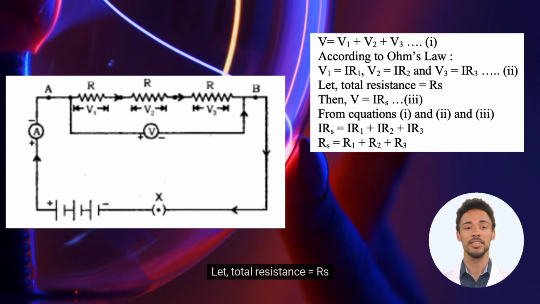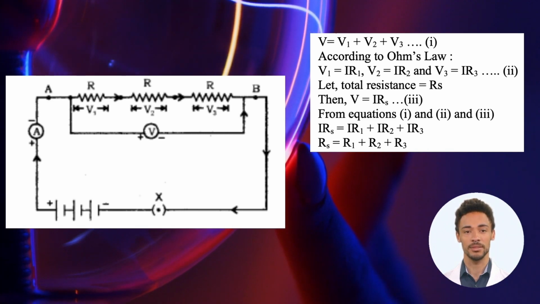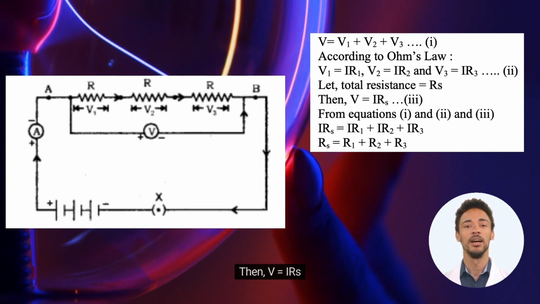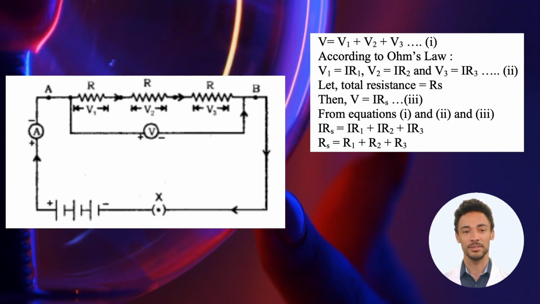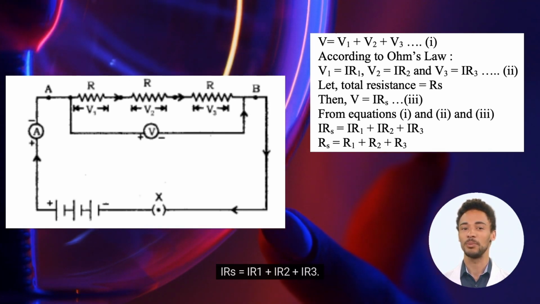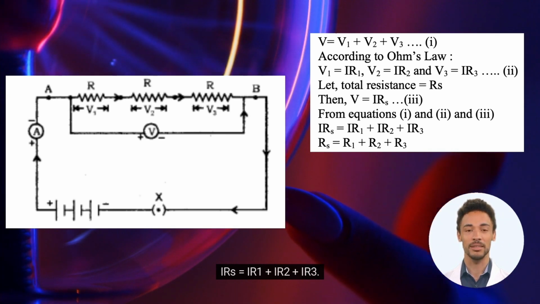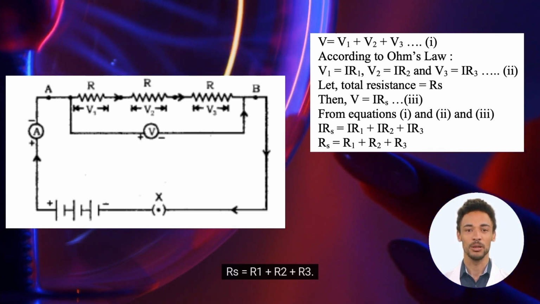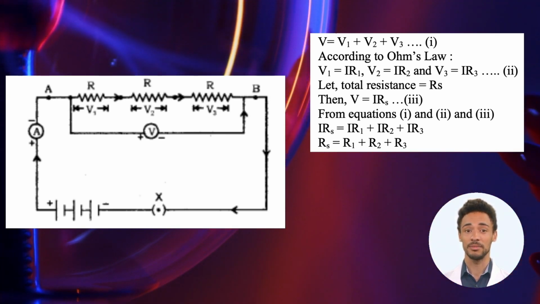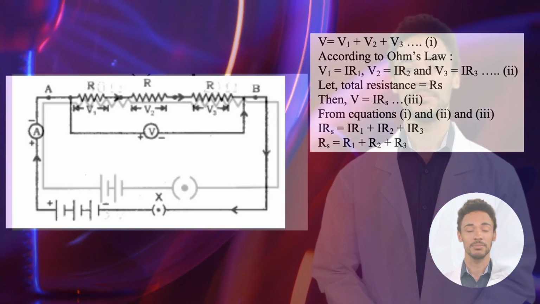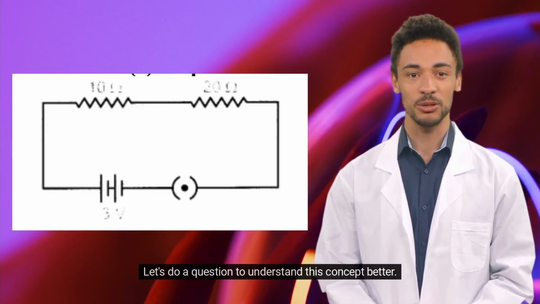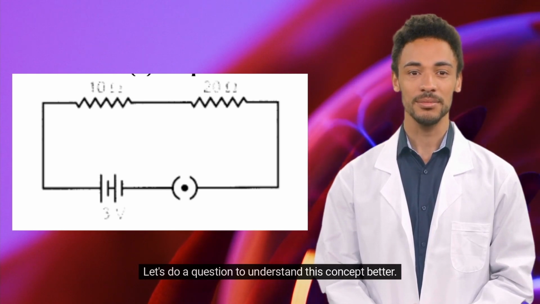Let total resistance equal Rs. Then, V equals IRs. From the equations we just derived, IRs equals IR1 plus IR2 plus IR3. Rs equals R1 plus R2 plus R3. When the resistors are connected in series, the current flowing through each resistor is the same and is equal to the total current. Let's do a question to understand this concept better.